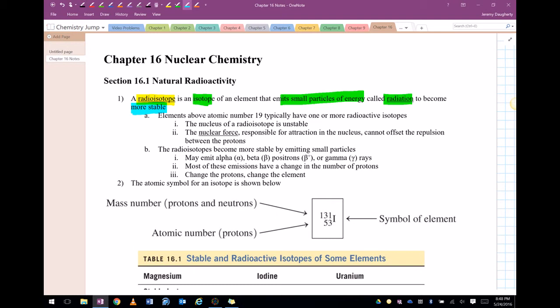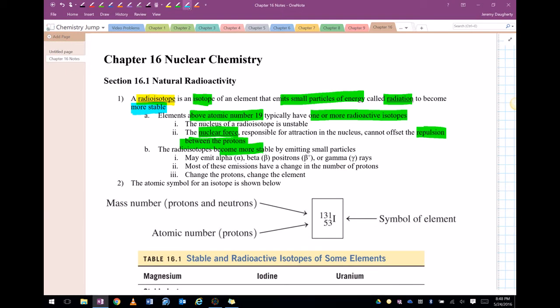So what are some general characteristics? Generally, above atomic number 19, there are one or more radioactive isotopes that exist. And what we're really looking at here is the nucleus. So what's going on? Well, there's this great repulsion in that nucleus between all these protons, and that's what's causing this radioactive material to be emitted. So, like we said, they become more stable.